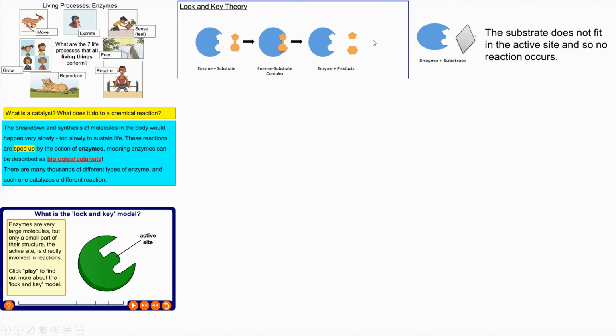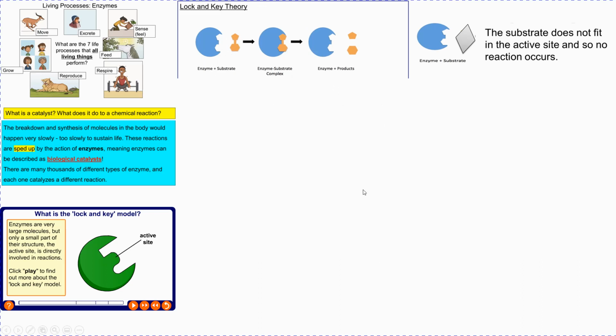Okay. Now, there are other enzymes that actually build things up. So it could be that you have synthesizing enzymes. Synthesizing is to do with making things. And what happens in that case is it's virtually the same idea, but you'll have two small molecules fit into your active site and the enzyme will join them together.